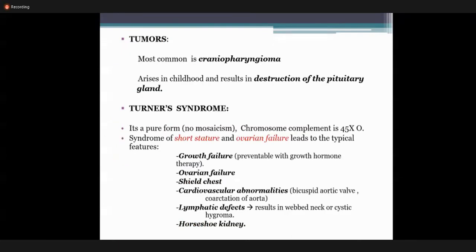Most common cause is the craniopharyngiomas, or the tumors of the pituitary gland. It arises in childhood and results in destruction of the pituitary gland. Then is the Turner syndrome.